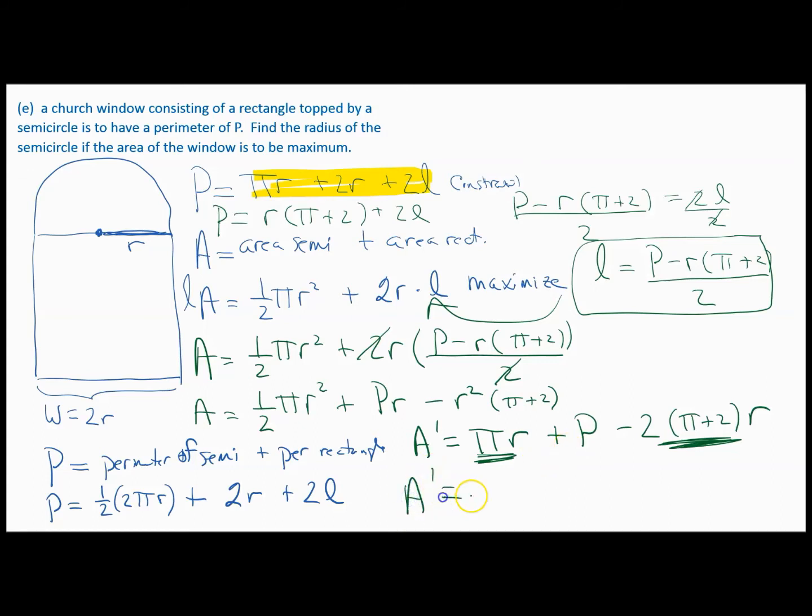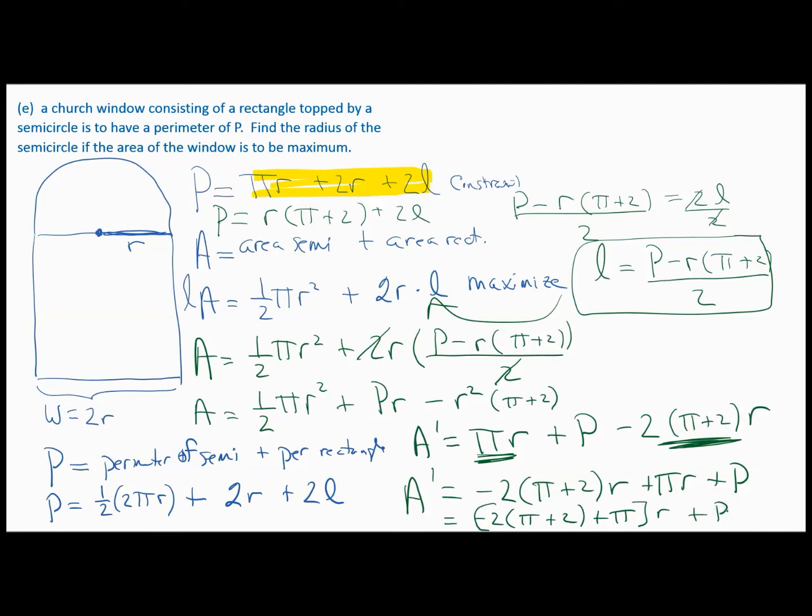That gives me A prime is equal to, then put the R in the back also. So it's going to be negative 2 times (pi plus 2) R. I didn't do that right. I just rewrote that. Plus pi R plus P. There I just rearranged terms. Now I'm going to factor out that common R. Okay, so it's going to be negative 2 times (pi plus 2) plus pi, all that, times R plus P.